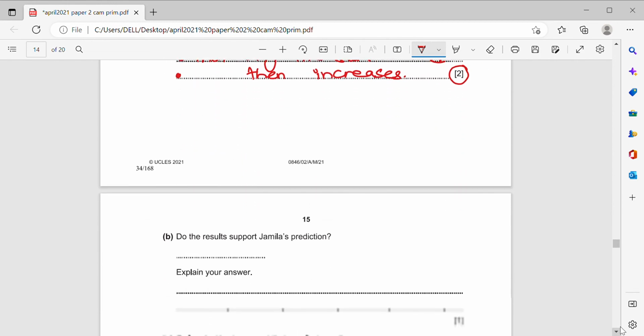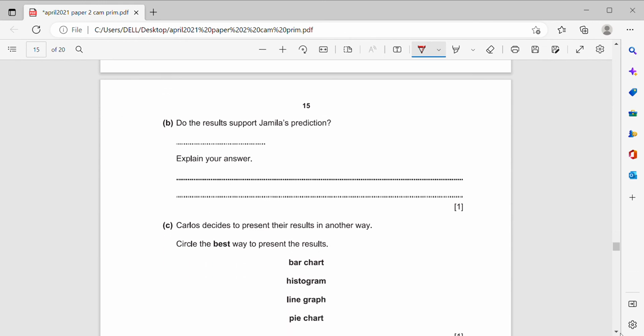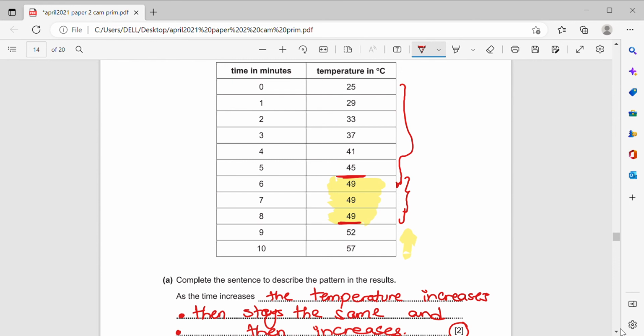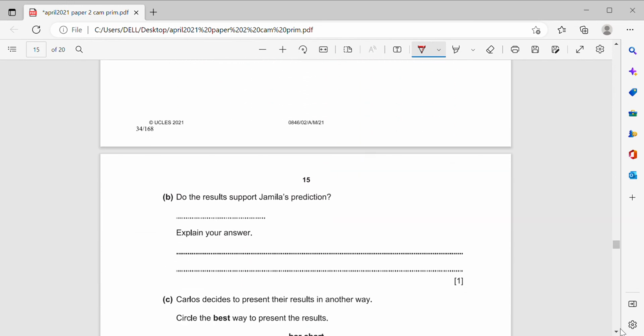Next question. Do the results support Jamila's prediction? Jamila said the longer the substance is heated, the higher the temperature of the substance. Let's look again at the table and see her prediction. She said the longer the substance is heated, the higher the temperature. Oh, yes, we can say yes. And we can say no, by the way. If we say yes, why? And if we say no, why? I can say yes. It's supporting the prediction. Explain your answer.